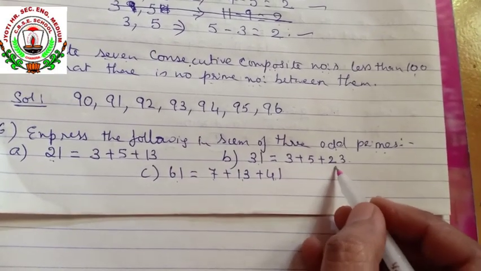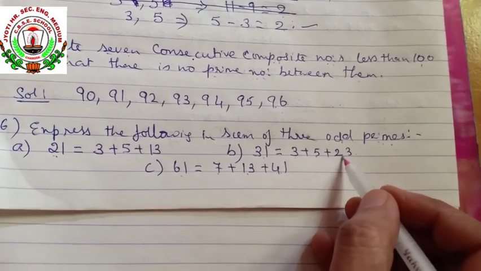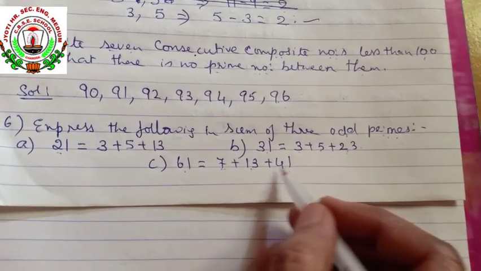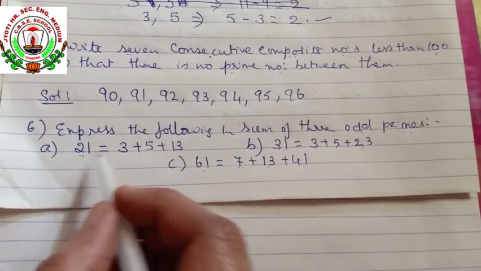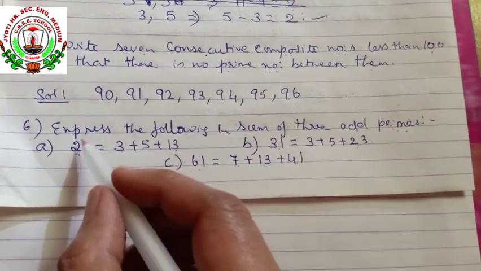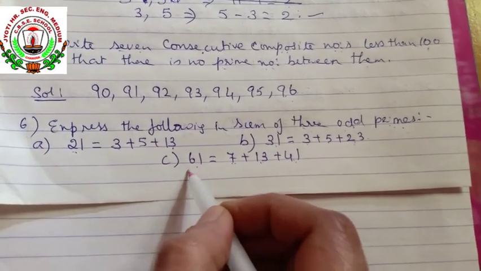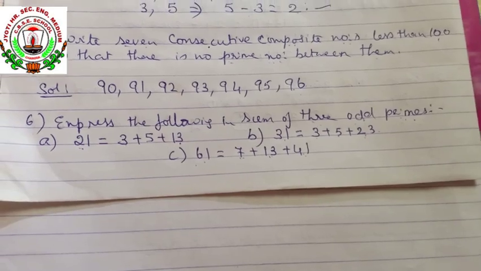All the answers are odd primes only. 31, 3, 5, 23 are odd primes. 61, 7, 3, 41 are odd primes. 21, 3, 5, 13 are odd primes. So they have asked you to express as the sum of 3 odd primes, so this is your answer. With this we have completed our exercise 3.2.